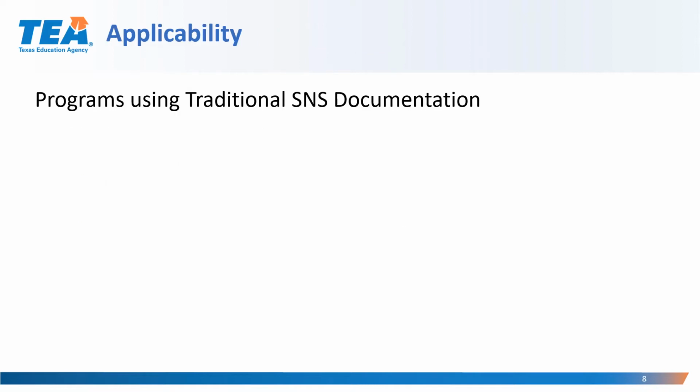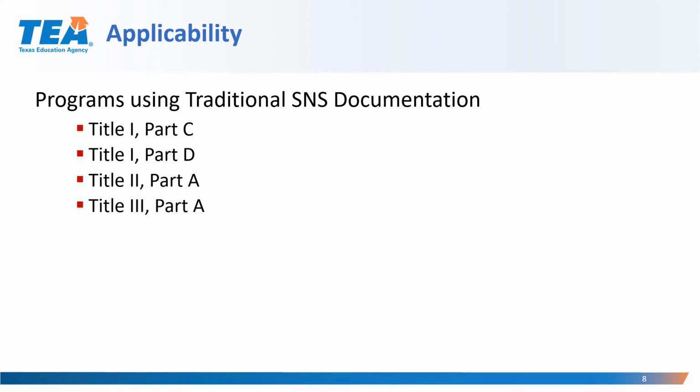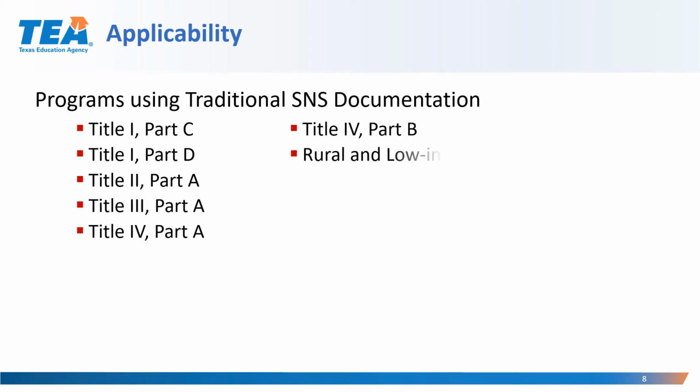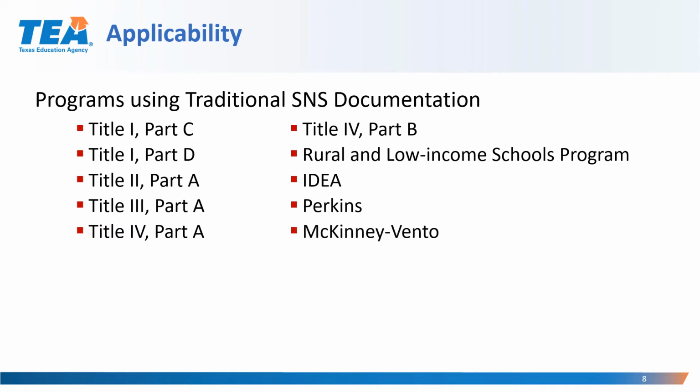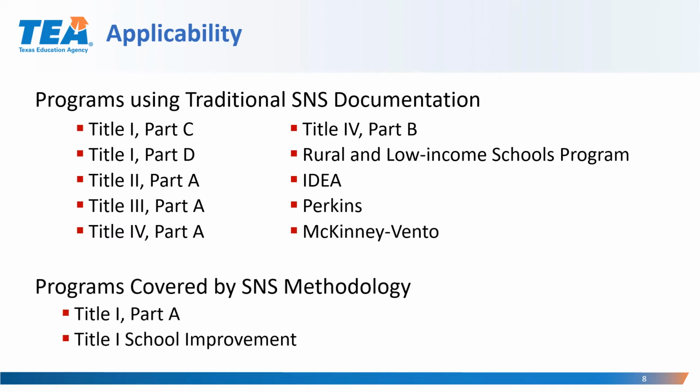The programs that use the traditional way of documenting SNS compliance are Title I Part C, Title I Part D, Title II Part A, Title III Part A, Title IV Part A, Title IV Part B, Rural and Low-Income Schools Program, IDEA, Perkins, and the McKinney-Vento Act. Programs covered by the SNS methodology that was established under the Every Student Succeeds Act are Title I Part A and Title I School Improvement.